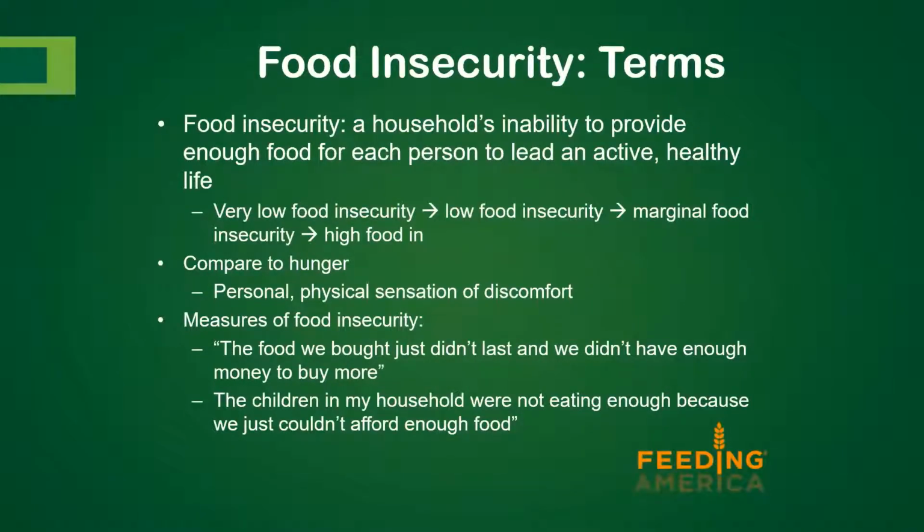All right. So we're going to start with a broad overview and just a general idea of what food insecurity is and how we measure it. Food insecurity, as defined by Feeding America, is a household's inability to provide enough food for each person to live an active, healthy life. There are different levels of that, and they go from very low to high food insecurity.